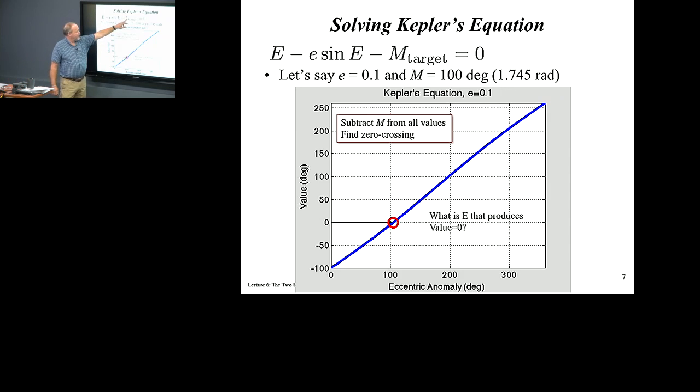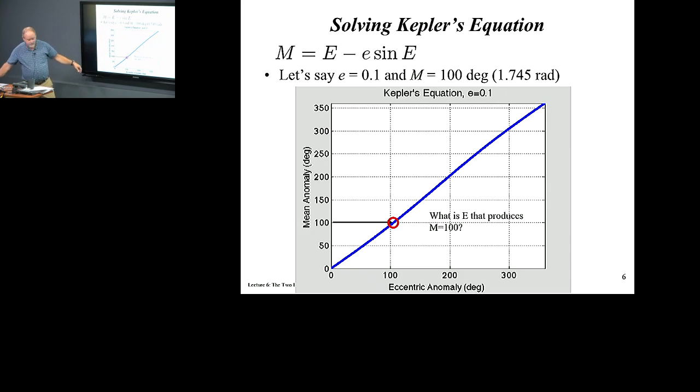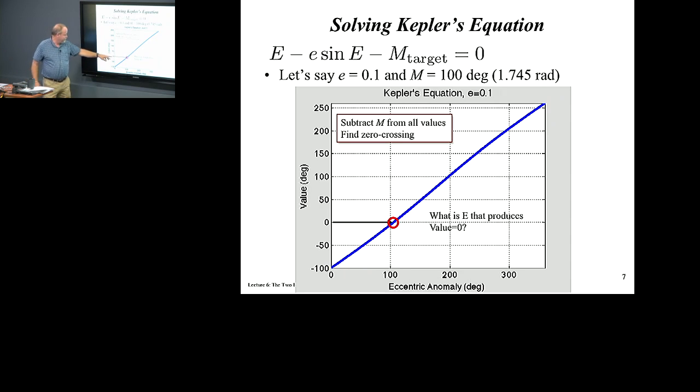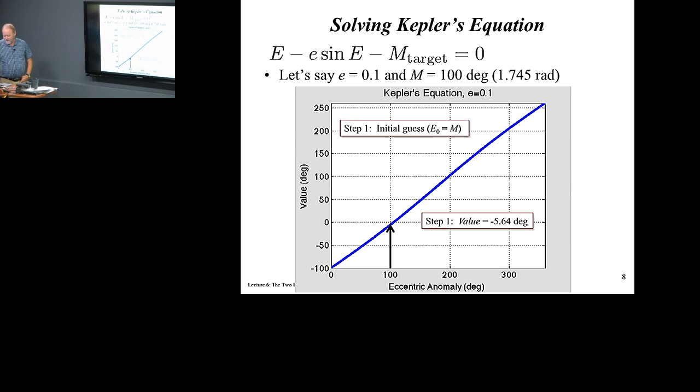So we start by moving the mean anomaly to this side of the equation. We subtract off the mean anomaly, and if we subtract off 100, we get this plot. Now we want to know what value of E makes this thing 0, which is going to be this 0 here. Now we're dealing with M of 100, but the blue line here shows all the possible E's you might be going after. We're looking at what happens when we want to find E corresponding to M of 100.